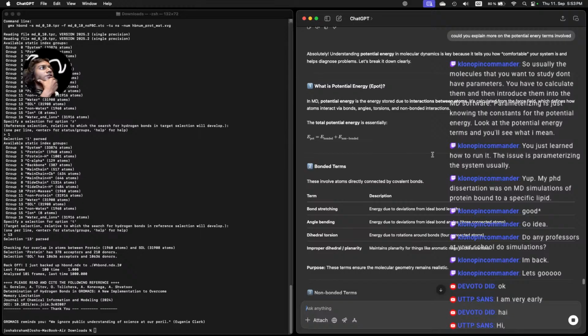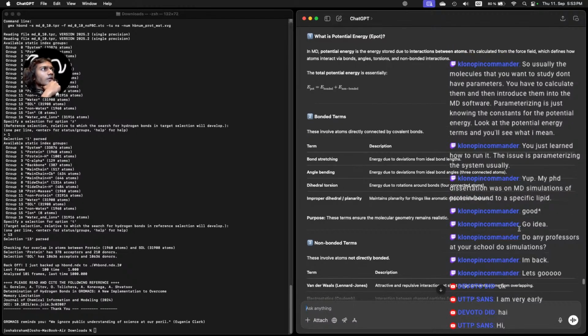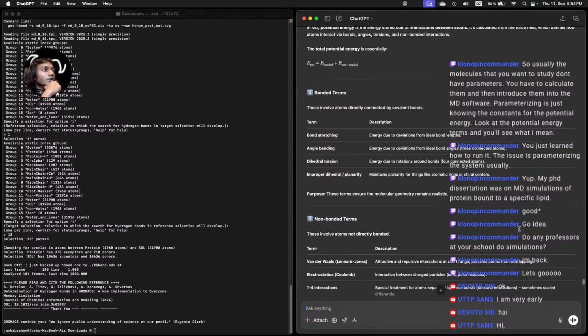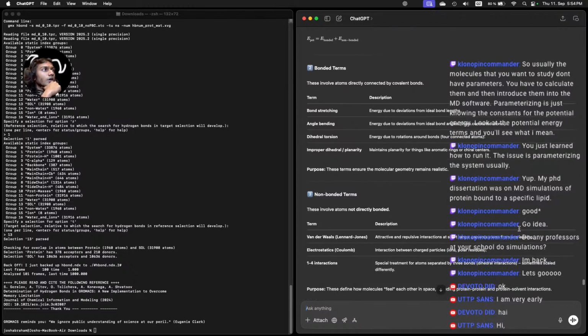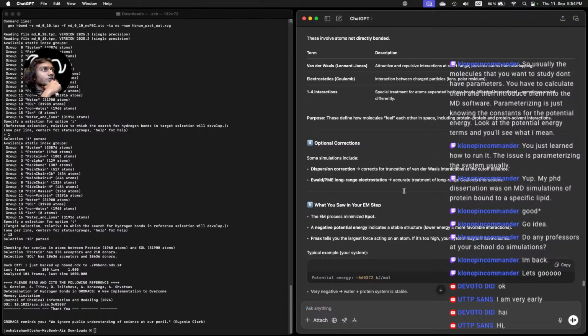Potential energy is the energy stored due to the interaction between atoms. It is calculated from the force field, which defines how atoms interact through bonds, angles, torsions, and non-bonded interactions. The total potential energy is essentially E bonded plus E non-bonded. Bonded terms involve atoms directly connected by covalent bonds, such as bond stretching energy due to deviations. Non-bonded terms involve atoms that are not directly bonded. Optional corrections: some simulations include dispersion corrections, which correct for truncations of van der Waals interactions.